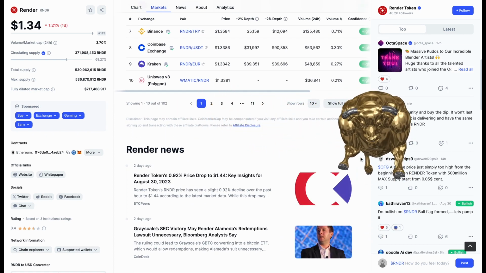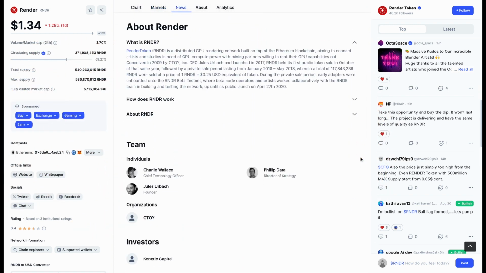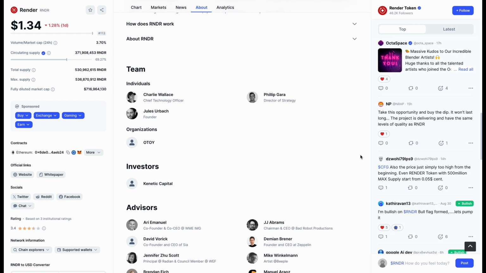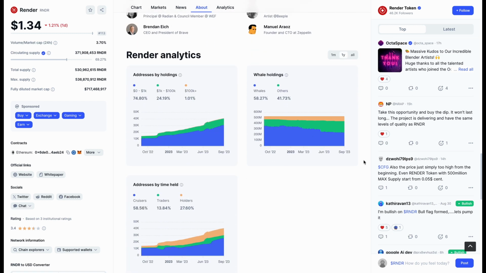What is Render token? Render is a platform that lets users contribute unused GPU power from their home devices to help projects render motion graphics and visual effects.